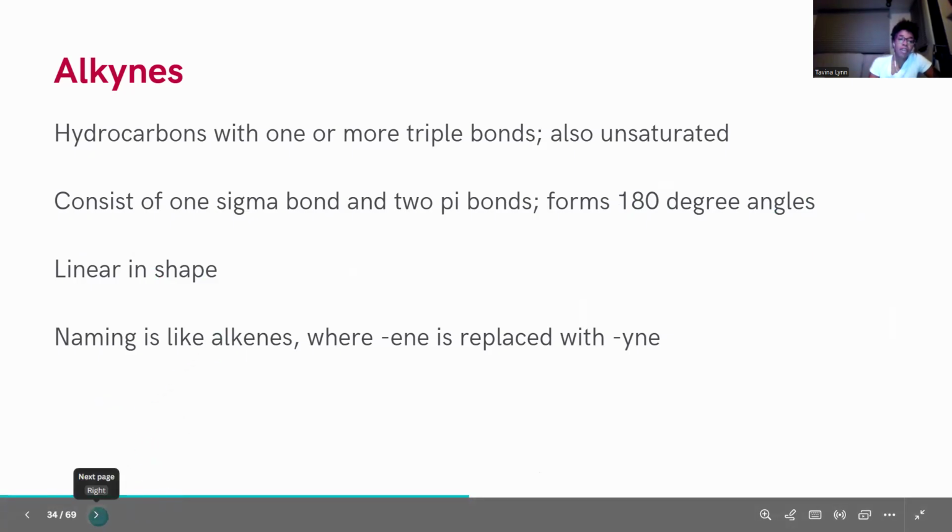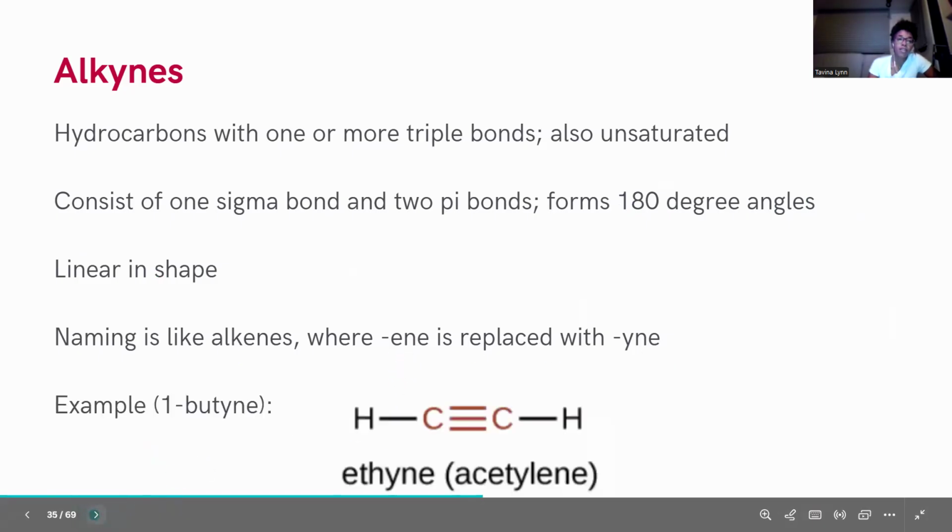Naming is like alkenes, but we just replace the ene with yne. So let's look at an example. Instead of ethene or ethane, it's ethyne. The common name is acetylene. We also could name this one butyne.